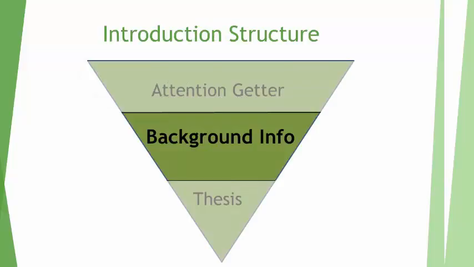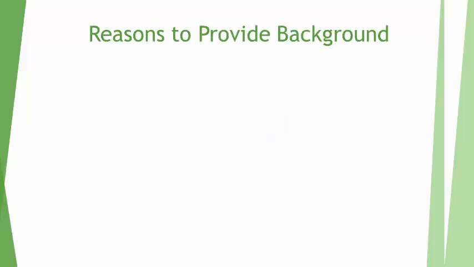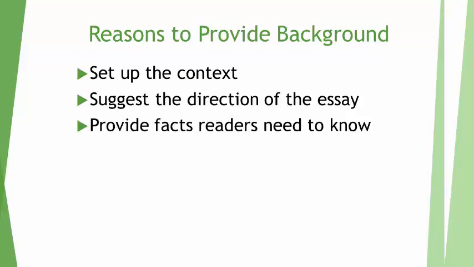Now that we've taken a look at a few examples of an attention getter, let's look at the background information section of the introduction. The background introduces an aspect of the topic that the audience accepts. Then we use the thesis statement to disrupt that background information with a problem. There are three main reasons we need to provide background information. Those reasons are to set up the context, suggest the direction of the essay, and provide facts the readers need to know. Let's take a look at all three of these reasons.